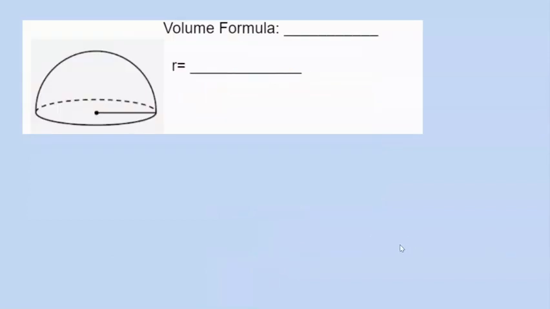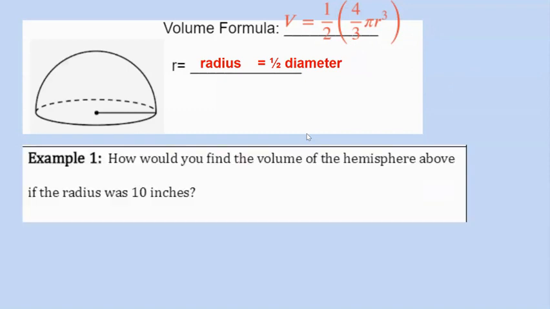So the volume of a hemisphere, which you would know would be half 4/3 pi r cubed. Okay. So you would half the 4/3 pi r cubed. Now you can type this in your calculator like this, or you can also get your answer and make sure you divide it by 2 at the end. Either way, you're going to get the same answer. Okay. Remember, r equals the radius, which is half the diameter.